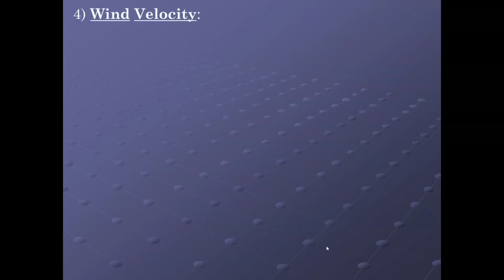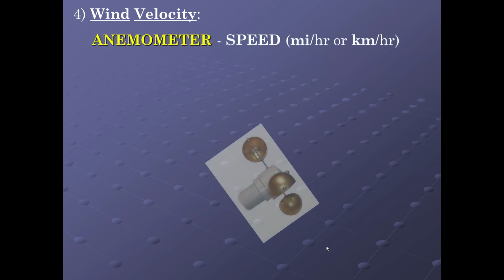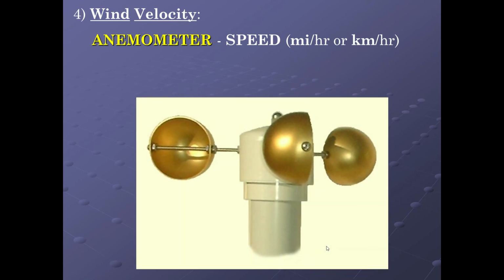The fourth variable is wind velocity. Now, it does not say wind speed. It does not say wind direction. It says wind velocity, because velocity is both the speed and the direction of the wind, because they both do, in fact, matter. In order to measure how fast the wind is blowing, you use a device called an anemometer.